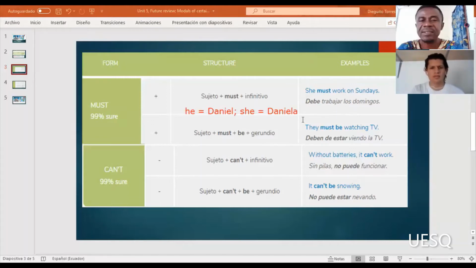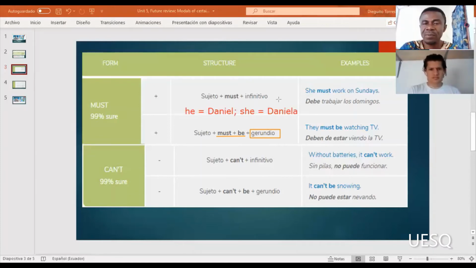The other example, just below that one, you have must be. So you have still with subject plus must plus be plus a gerund. Okay, don't forget a gerund is a verb ending with ing. So going, coming, eating, sleeping, those are examples. Okay, so subject plus must plus be plus a gerund. Okay, so we have here they must be watching TV. That is a perfect example.